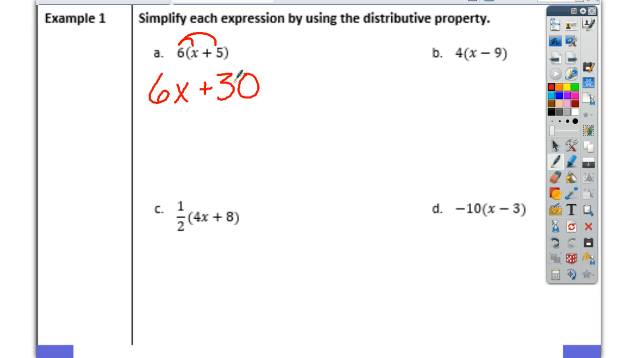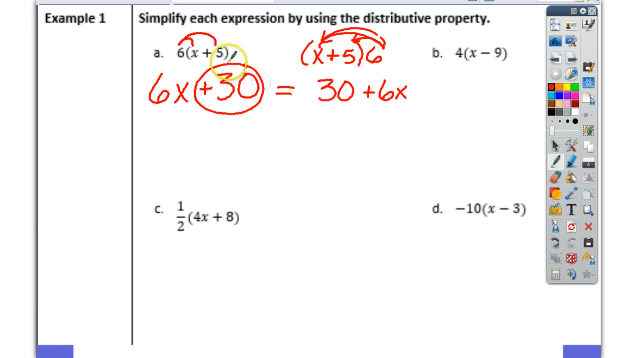Now, I could switch that around because, like I said, this could be written as (x plus 5)6, and sometimes you'll see it where the number's behind it. It's the same thing. You can still distribute. Doesn't matter which order as long as you multiply them times both. Well, what's 6 times 5? 30. 6 times x plus 6x. See how these are equal to each other? I've got a positive 30 here. I have a positive 30 here. I have a plus 6x, a plus 6x. They're exactly the same. They're just flipped around. Same answer.